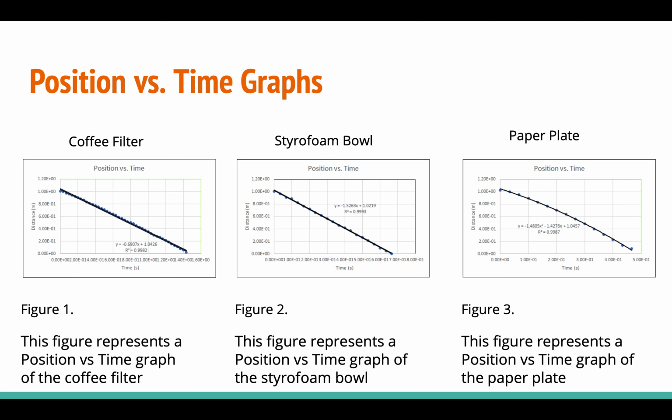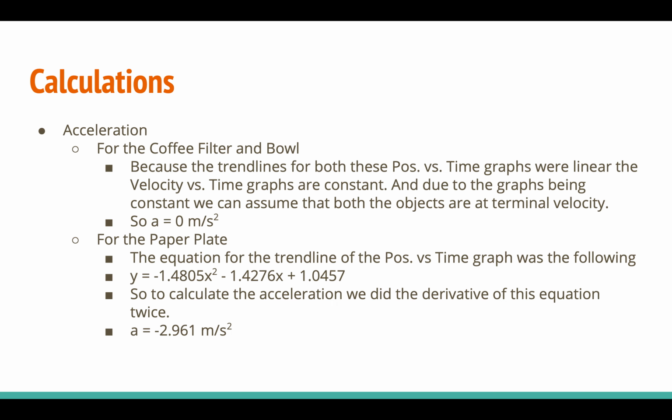So using our tracker, we found these position time graphs for each of the objects that we dropped. And we basically just put them into Excel and then did a trend line for each of them. So using these trend lines, we were able to calculate the accelerations for each.